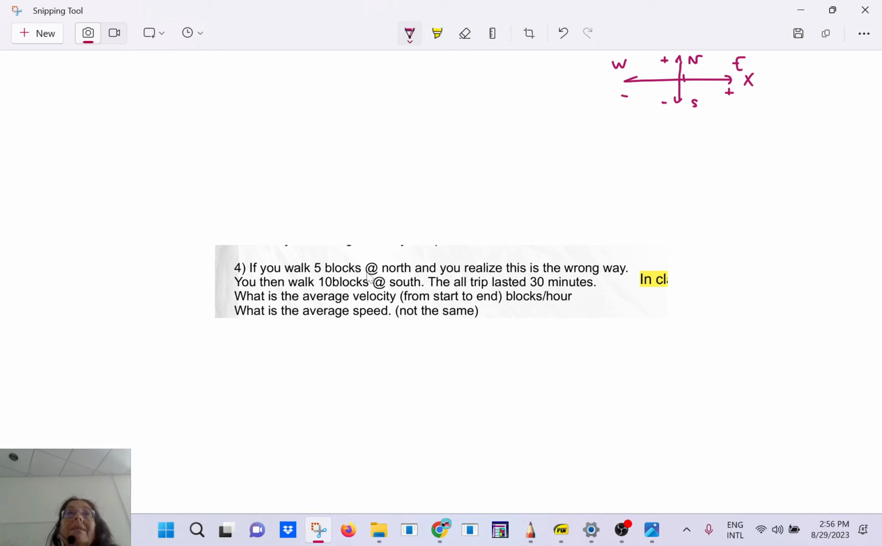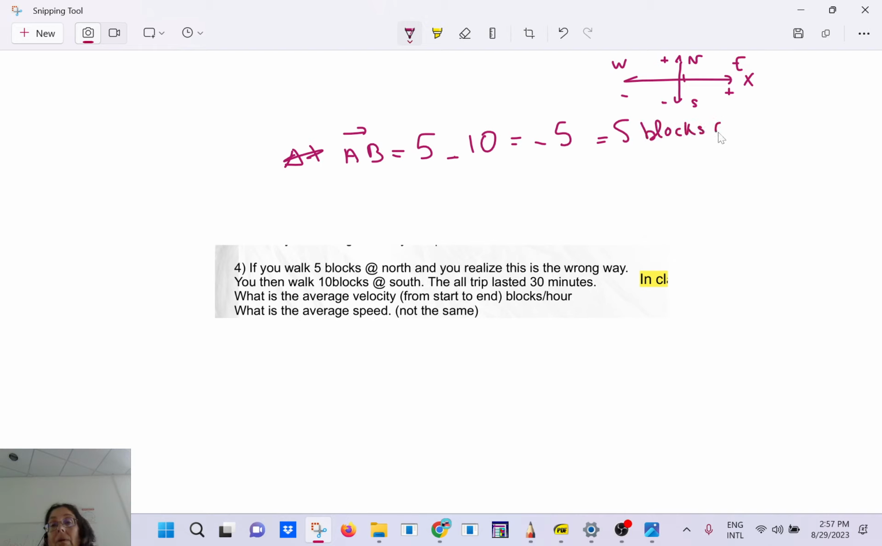Because you are in 1D, when you want to find the displacement, okay? Displacement, I'm going to call that from A to B. You just add numbers like they were integers. So if you go five up, that's positive five. And then you go 10 down, you put a minus five. So that's going to be negative five, or five, I should say, five of what, blocks, which way, south.